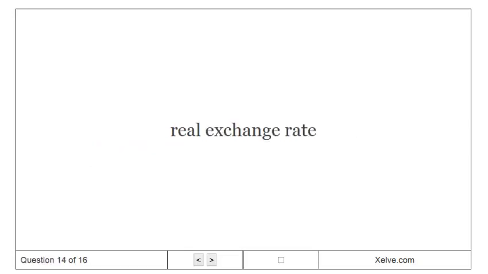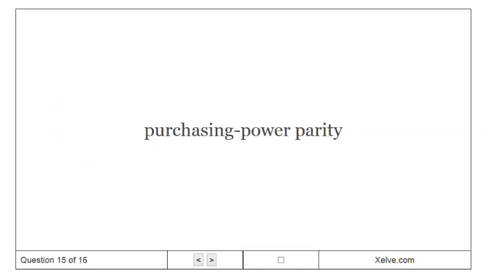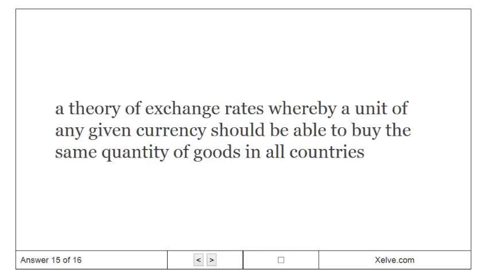Real exchange rate. The rate at which a person can trade the goods and services of one country for the goods and services of another. Purchasing power parity. A theory of exchange rates whereby a unit of any given currency should be able to buy the same quantity of goods in all countries.